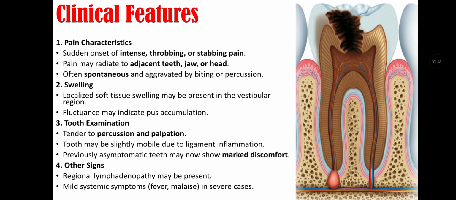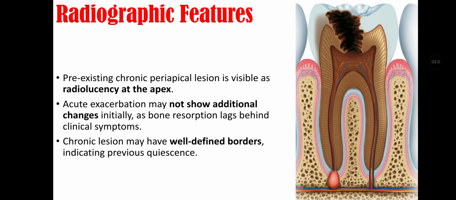Third is tooth examination, that is, tender to percussion and palpation. The tooth may be slightly mobile due to ligament inflammation, and previously asymptomatic teeth may now show marked discomfort. Other signs include regional lymphadenopathy that may be present, and mild systemic symptoms like fever and malaise in severe cases.